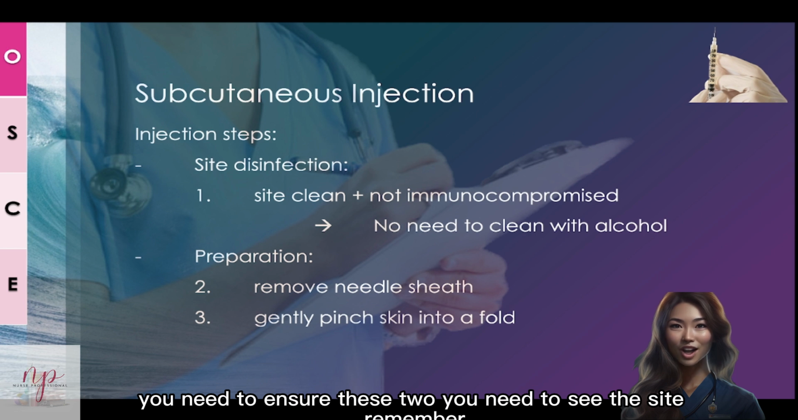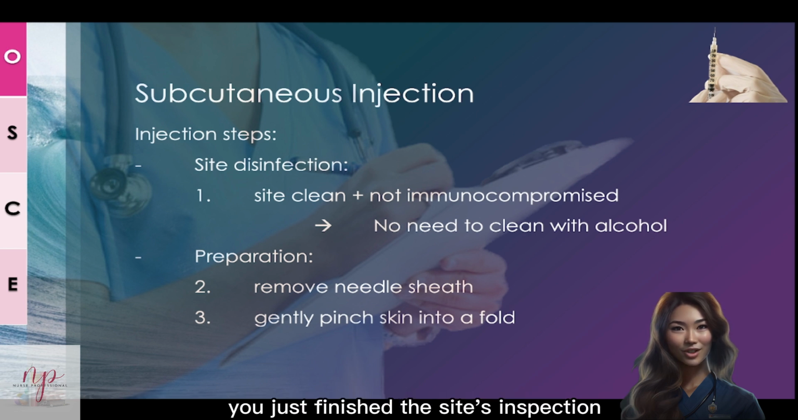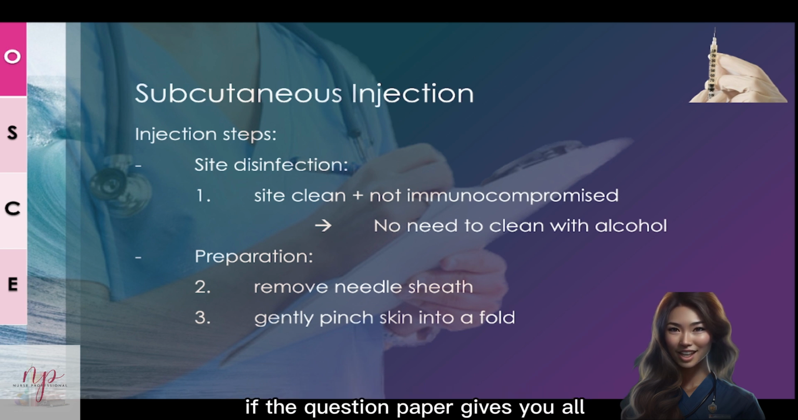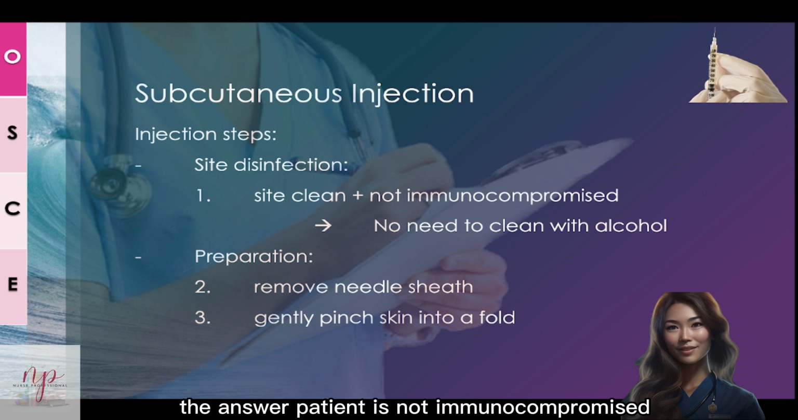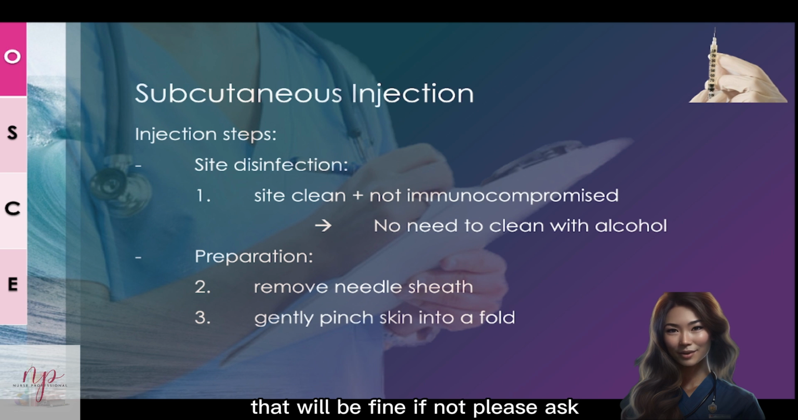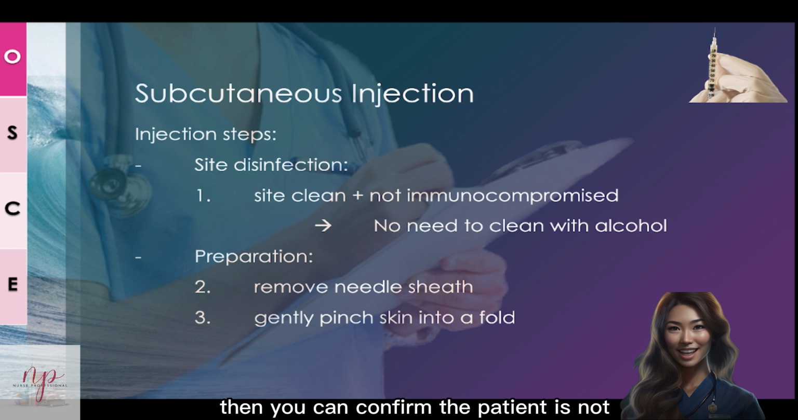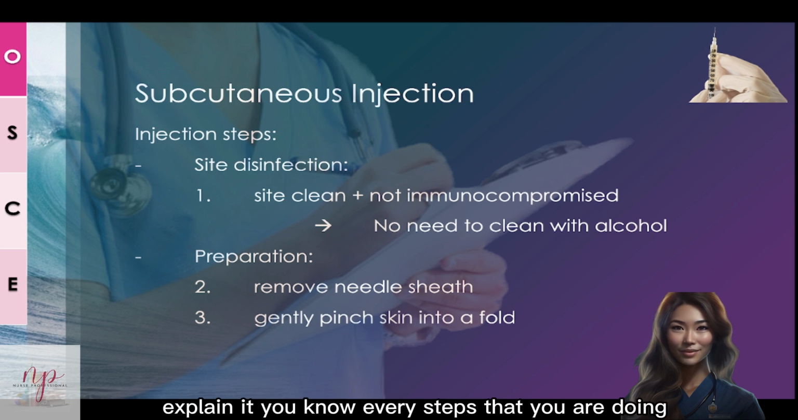You need to see the site. Remember, you just finished the site inspection. And then you need to know if the patient is immunocompromised. If the question paper gives you the answer, that the patient is not immunocompromised, that will be fine. If not, please ask the patient, what other disease do you have? Or are you immunocompromised? Something like that. Then you can confirm that the patient is not immunocompromised and the site is clean, then no need to clean it with alcohol. Please read it out, explain every step that you are doing.